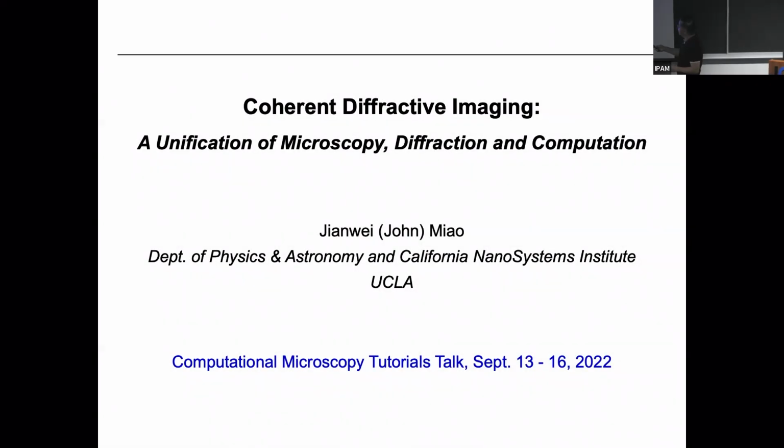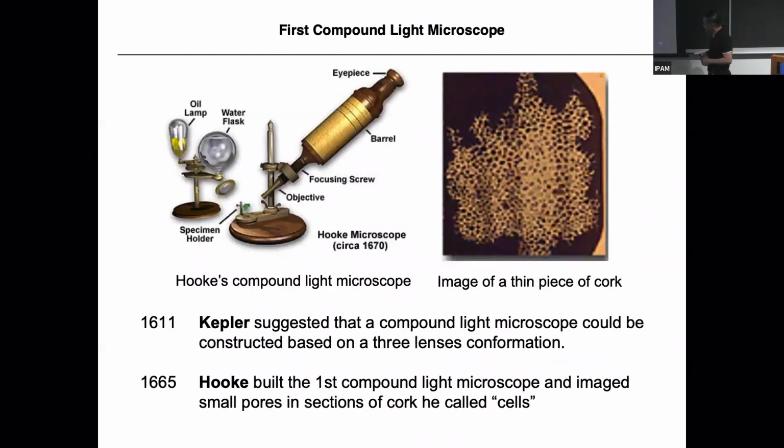So I'm going to talk about coherent imaging, the unification of microscopy, diffraction, and computation. I'm going to hopefully convince you that it's actually a very powerful method that really combines microscopy, diffraction, and computation. So yesterday I already talked about the light microscope.